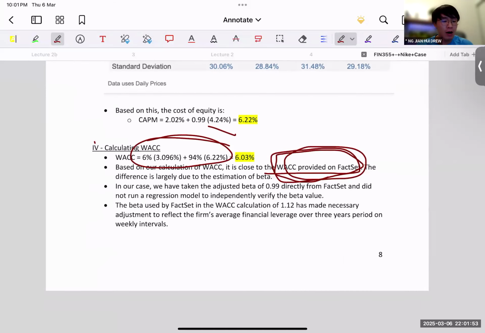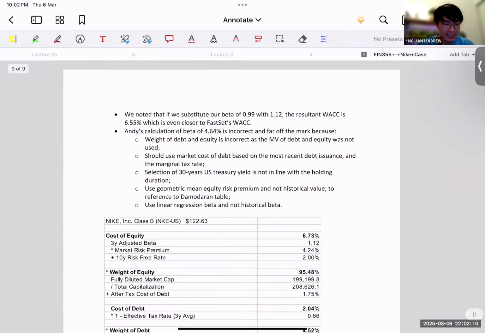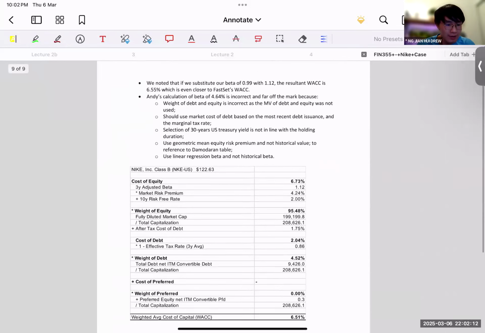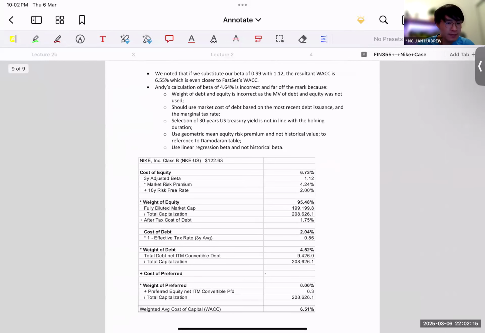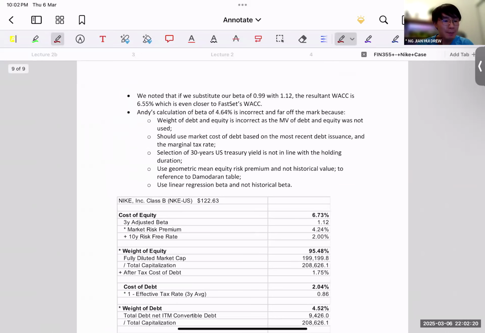So there's a caveat here. In our case, we have taken the adjusted beta, but in the FactSet case, when they calculate the WACC, they have used a beta of 1.12, which takes into account some adjustments, which we can see here. So this is a typical way. Note that suppose you substitute our beta with 1.12, our resultant WACC will be close to this, right?